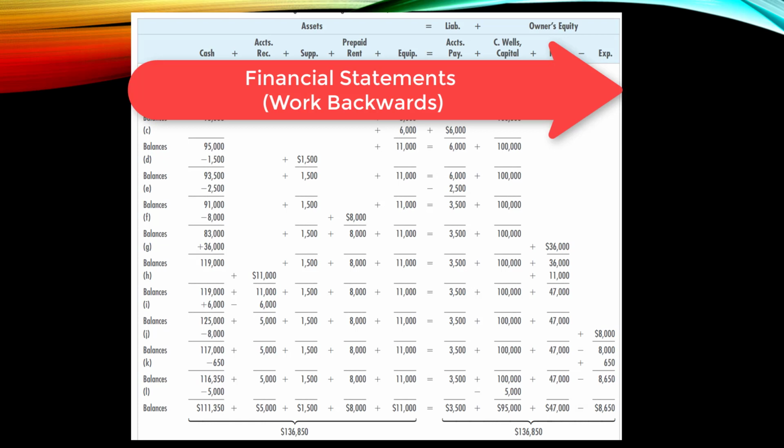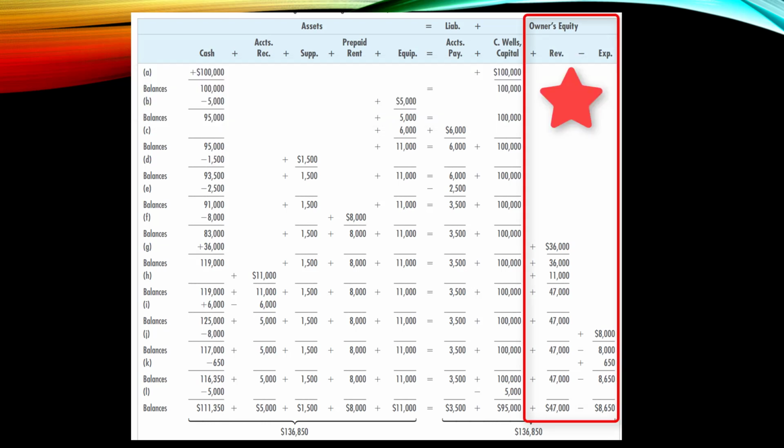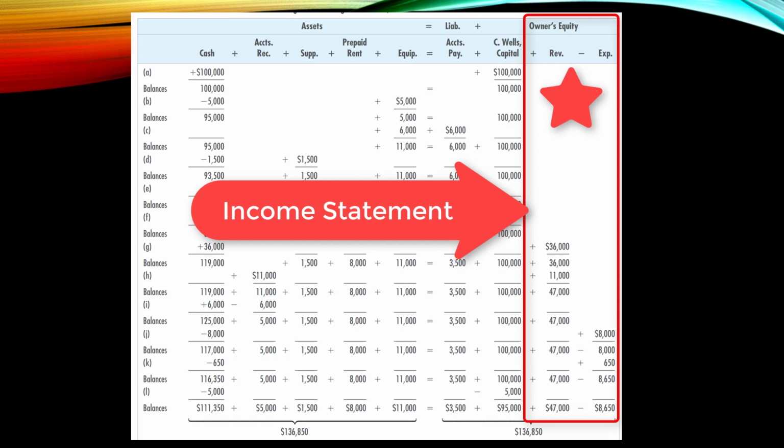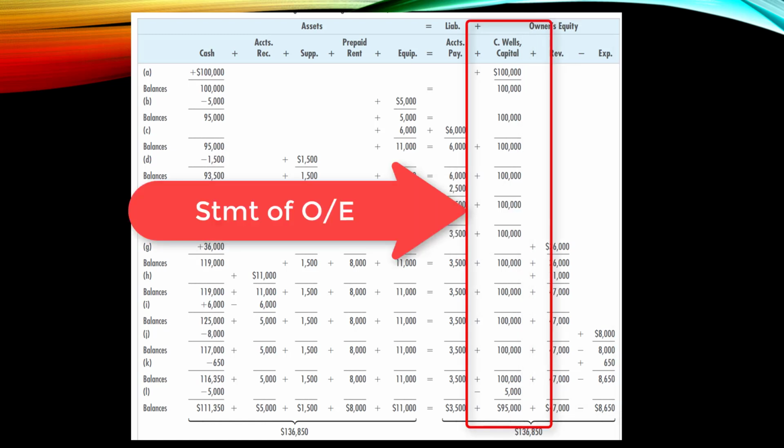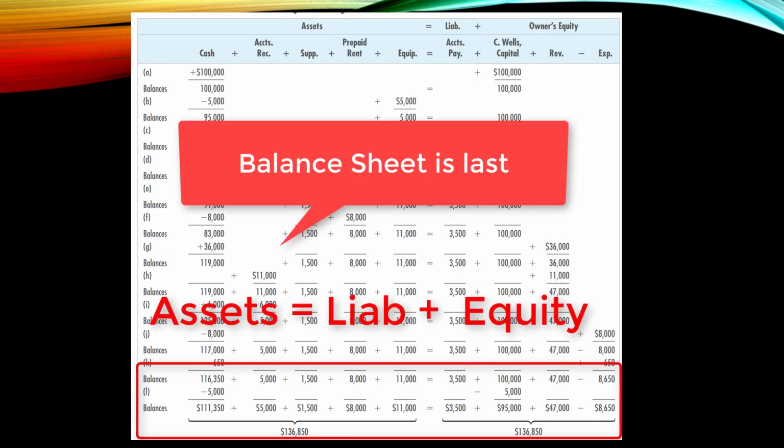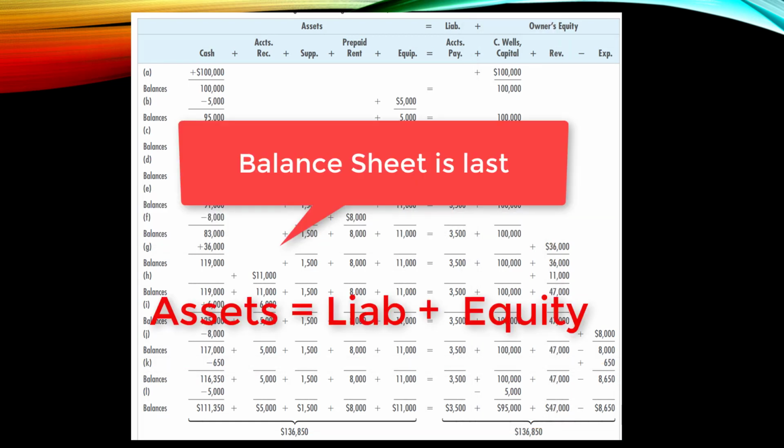So when we prepare financial statements, we start off with the fundamental accounting equation and work backwards. For example, our first statement, the income statement, will show the summary of the revenues and expenses located on the far right-hand side of the equation. The statement of owner's equity will focus on the change in the owner's capital account, and the balance sheet will prove that the assets equals the liabilities plus equity. So let's get back to these financial statements.